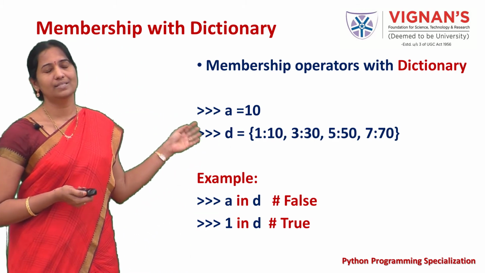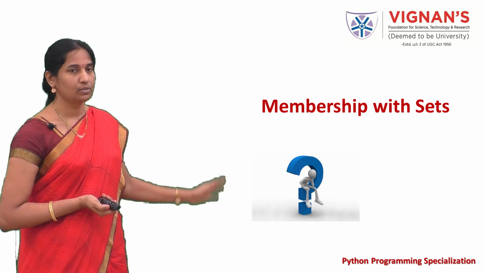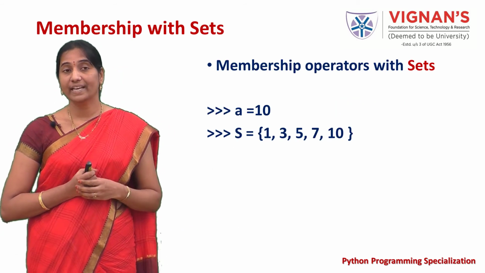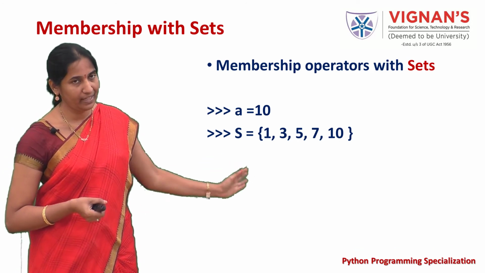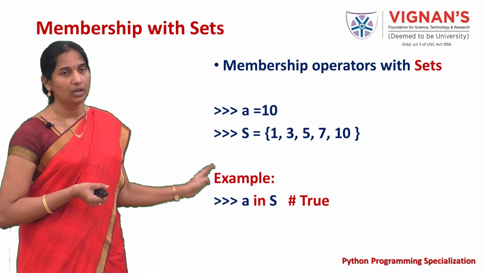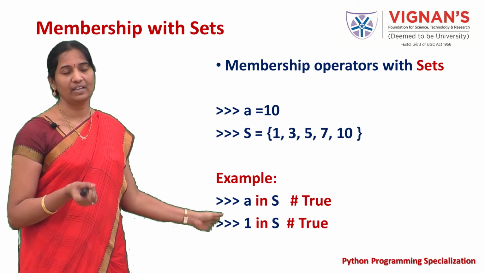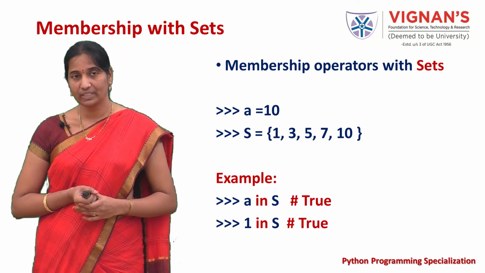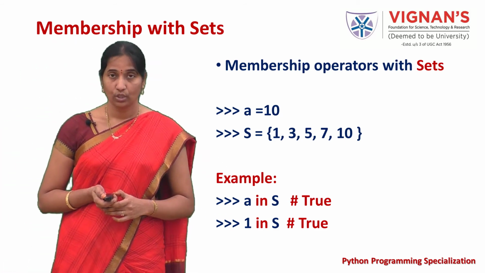Similar to lists and tuples, we can use membership operators with sets as well. Here I am going to check whether the element 10 is present in the set s or not. Of course the element 10 is present, so it returns a true value. Again I am checking whether 1 is present in s or not. I can directly use a constant as well to check with the membership operators. Of course 1 is also present, so it returns a true value.